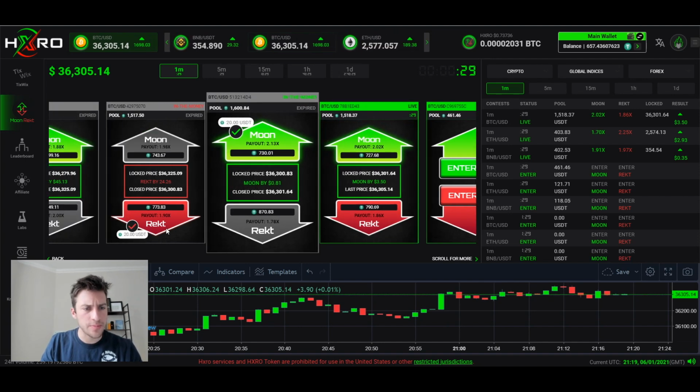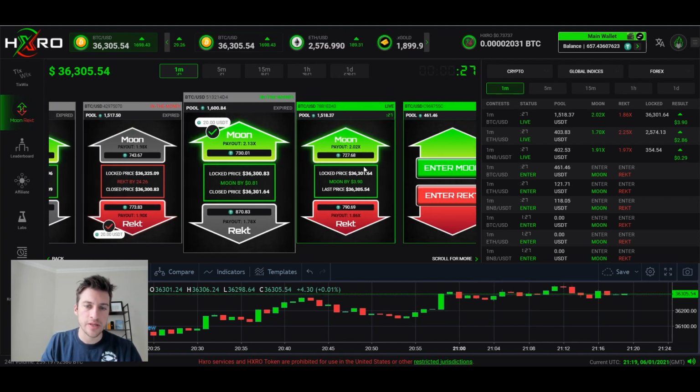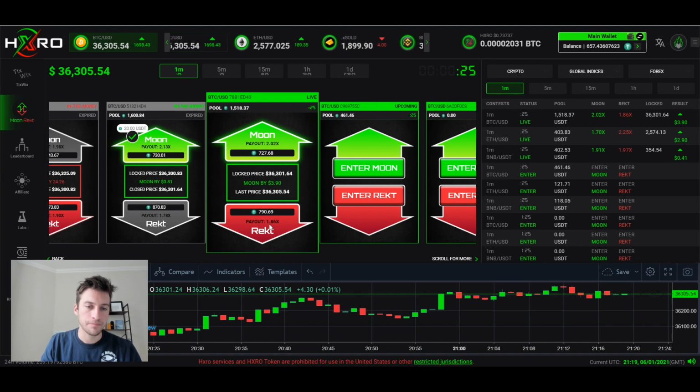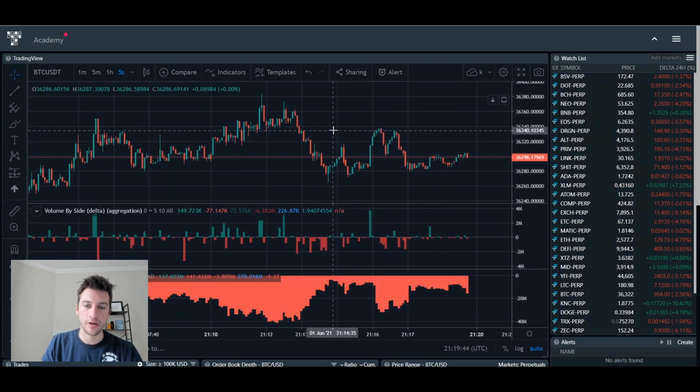Why are so many people betting that the market's going to fall in these minutes? Not more people, but a fair amount of cash was put on the market falling in this minute and not as much rising. So to me, that's making me want to bet on the market rising.